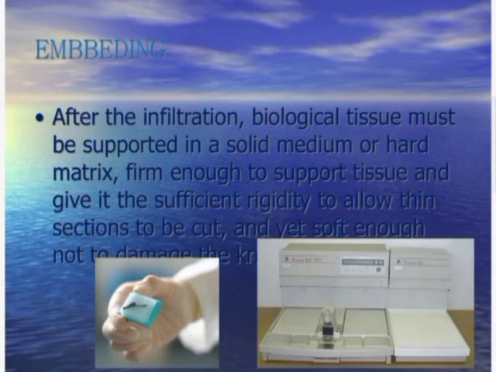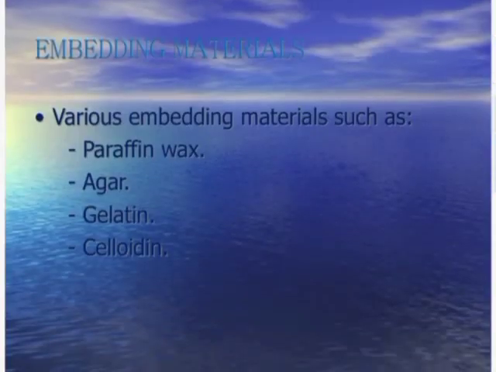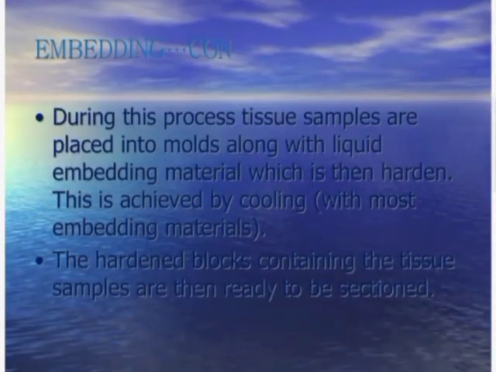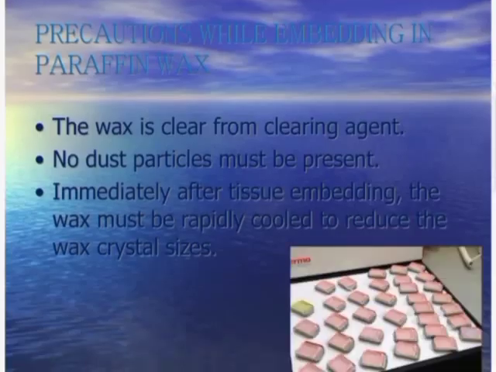After infiltration, biological tissue must be supported in a solid medium or hard matrix firm enough to support the tissue and give it sufficient rigidity to allow thin sections to be cut. For this purpose, the embedding mediums are paraffin wax and agar. Paraffin wax is most commonly used.